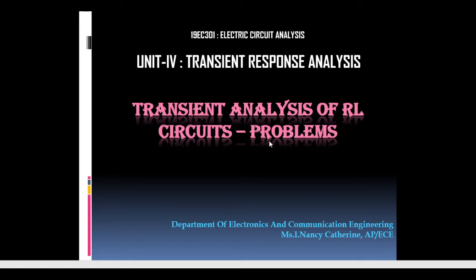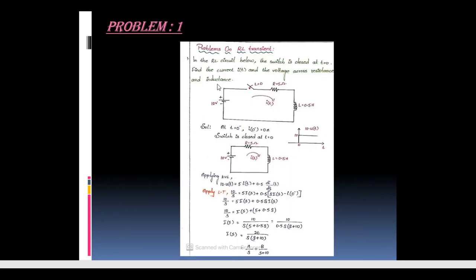Welcome to the video on problems based on transient analysis of RL circuits. So first let us see a problem here. In the RL circuit shown below, the switch is closed at t equal to 0. Find the current I of t and the voltage across resistance and inductance. So three things have been asked to find out.